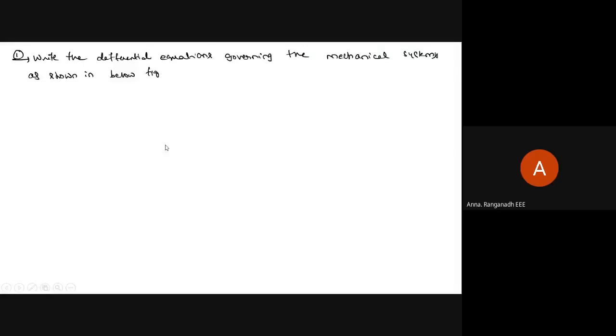Write the differential equations governing the mechanical system as shown in the figure below. Okay, I'm drawing the figure.